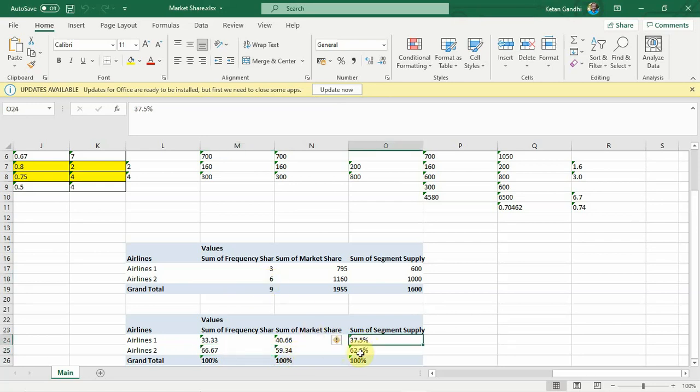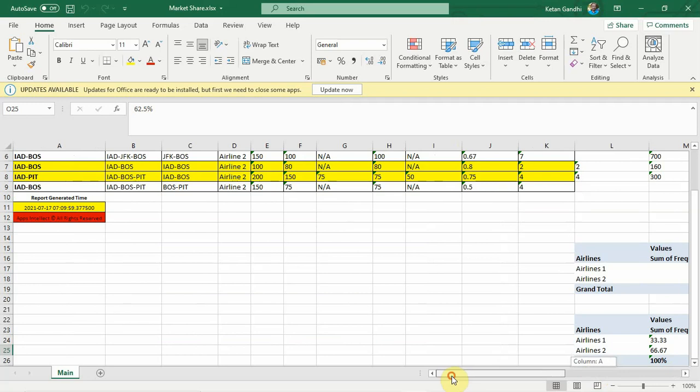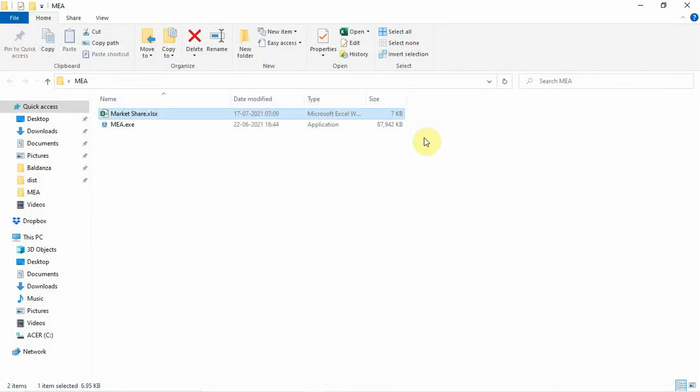And the sum of segment supplies, the number of seats provided by the airlines, comparing airline 1 and 2, is almost 37% for airline 1 and 62% for airline 2, in totality 100%. So we compared 2 airlines, and this is the report generated. This is the report generated time. So this is the first application, which gives the market share comparing two airlines.